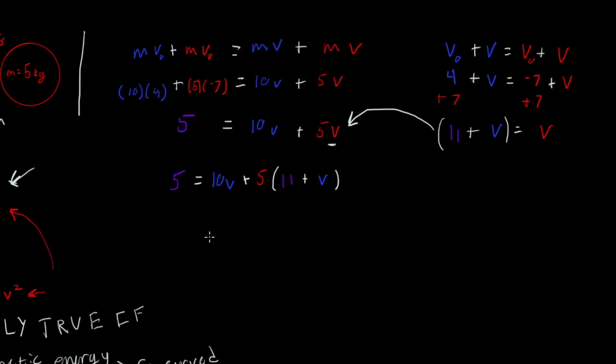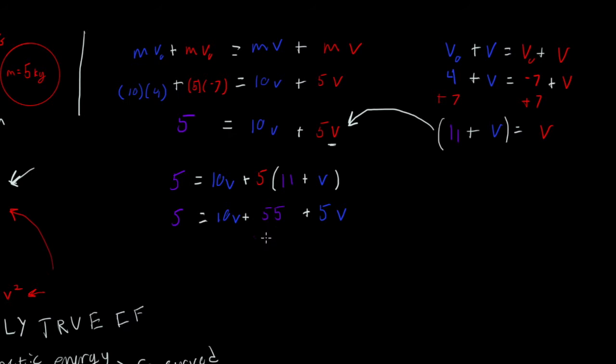So now that I've done that, I can distribute this 5 across this parentheses. So let's do that as well. Now that I've distributed that, I get 5 equals 10 blue V plus 55 plus 5 blue V. So I can put all these together. So I can subtract that 55 from both sides to get rid of it.